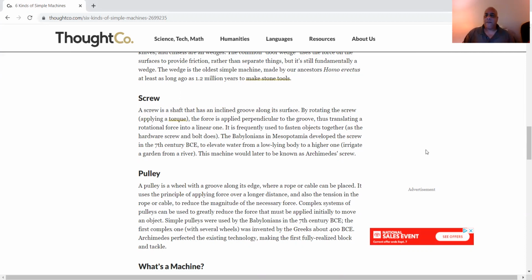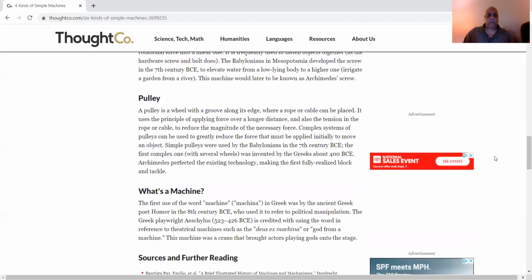And then the sixth and final simple machine is the pulley. Now, a pulley is a wheel with a groove along its edge where a rope can be placed. It uses the principle of applying force over a longer distance and also the tension in the rope or cable to reduce the magnitude of the necessary force.